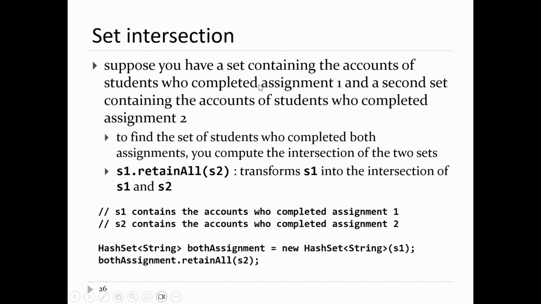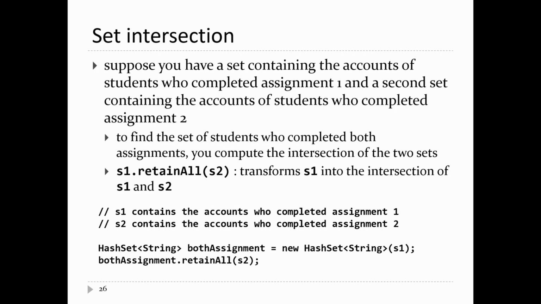An example of a set intersection problem would be if you have a set containing the accounts of students who completed assignment 1 and a second set of students who completed assignment 2, and you would like to know who completed both assignments. In this case, you want to compute the intersection of the two sets. So the set intersection method in Java is called retainAll. Right? So the name is a hint to how the algorithm actually works. S1 retainAll S2 keeps all the elements of S1 that are also in S2.